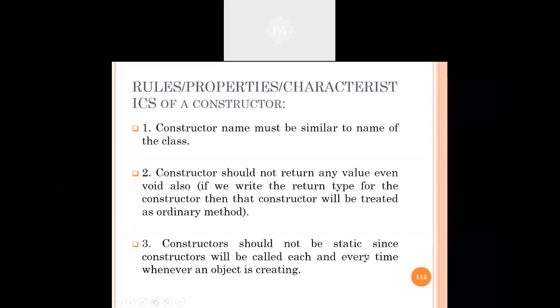The constructor should not be static. Third rule: a constructor should not be static, since the constructor will be called each and every time whenever an object is created. Why this statement is there, I already gave an answer in a previous session, I think the third or fourth session. See, carefully read this statement: constructor should not be static, since the constructor will be called each and every time whenever an object is created. What does it mean? Does anyone know?